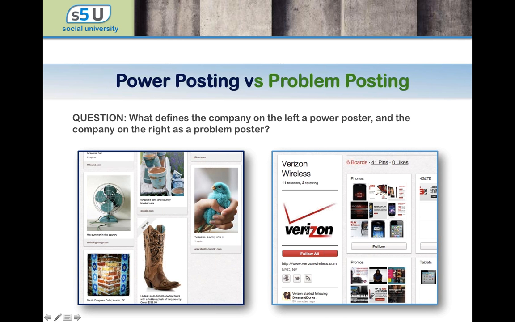Verizon, at the time, was considered a problem poster. Now, I should check and see if they have redone their strategy here. But the reason they were a problem poster is because everything on their site was about product. That doesn't resonate very well with the social audience. So they received a similar award, just on the opposite side of the spectrum, of being a problem poster.